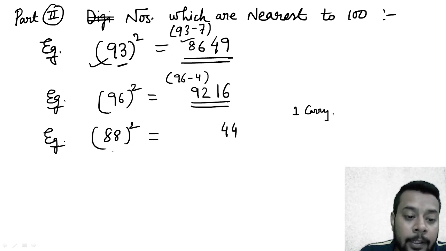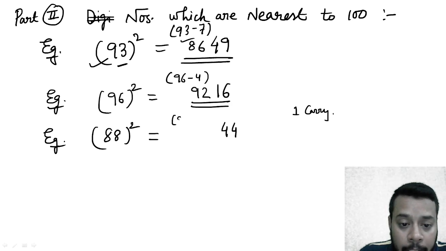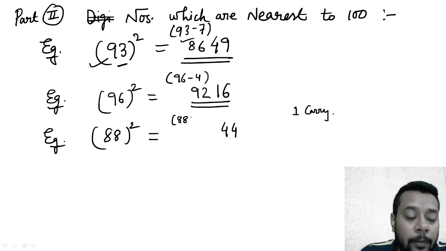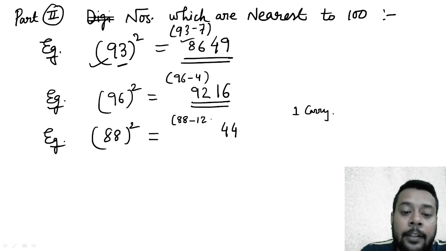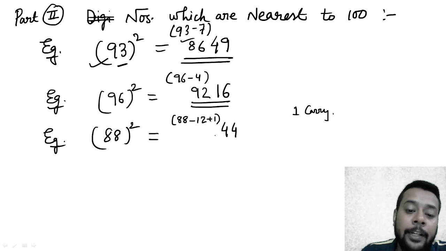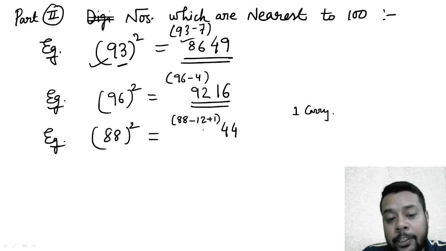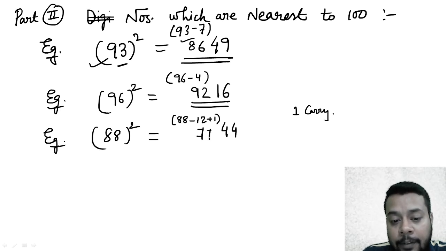Now, as usual, from the original number 88, 12 has to be subtracted and 1 carry has to be added. So what will we get? 88 minus 12 is 76, and plus 1 is 77.